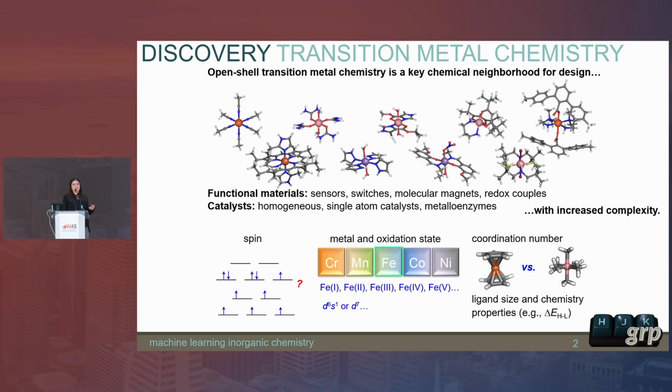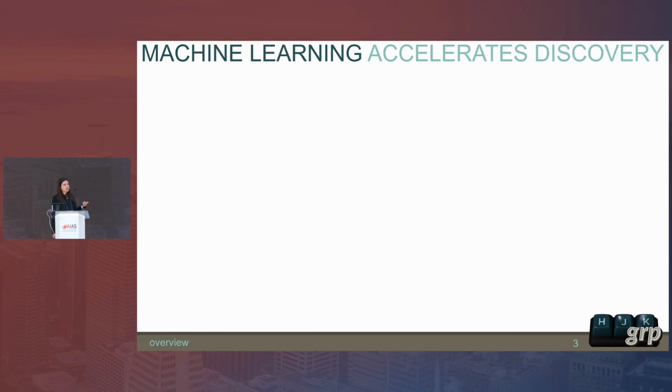But the challenge is that in order to design in this space, there are so many more design knobs than there are for organic molecules. There's the quantum mechanical spin of the transition metal. There's the oxidation state. There's the overall structure of the molecules. These molecules can be quite large. So my lab was interested in getting into this in the context of artificial intelligence accelerated discovery, just to be able to screen these spaces much more quickly.